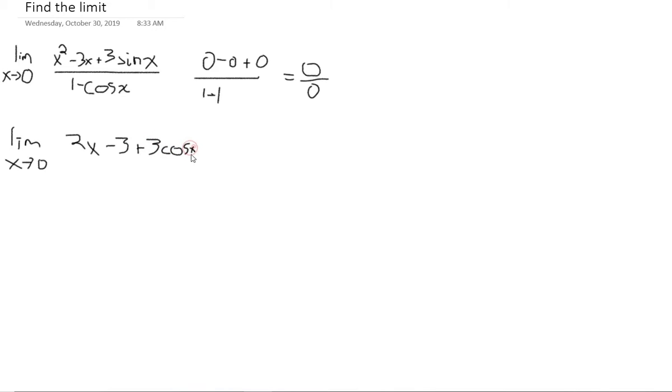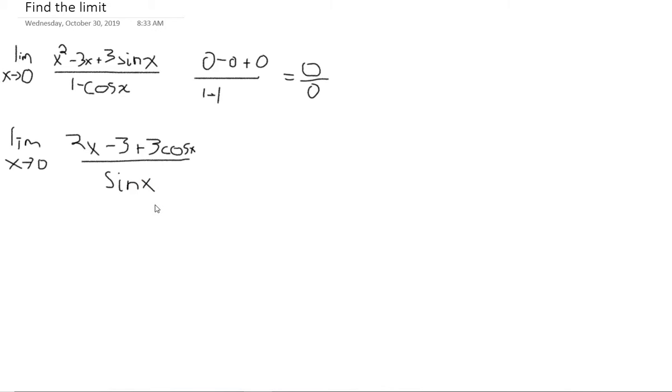And now we take the derivative of the bottom. Derivative of 1 is 0. Derivative of cosine is negative sine, but our cosine is already negative, so that's going to come out to a positive sine of x. You've got to watch your signs here.